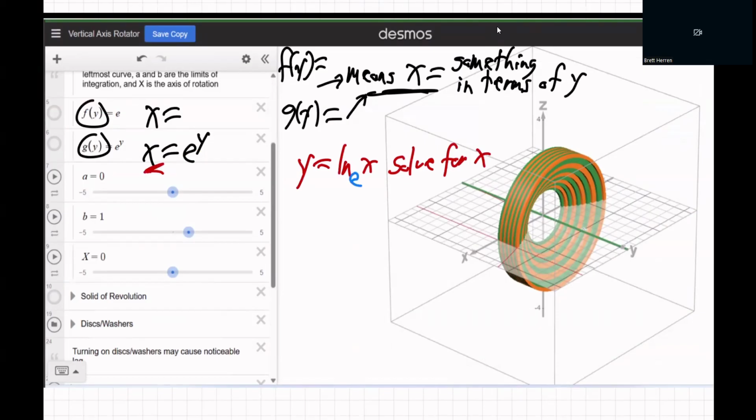Remember how to change from a log to an exponential? It's kind of a swish thing. This goes there and this goes there. It becomes e to the y is x. Remember, and then log drops off. You take the base, you go there and it swishes around.